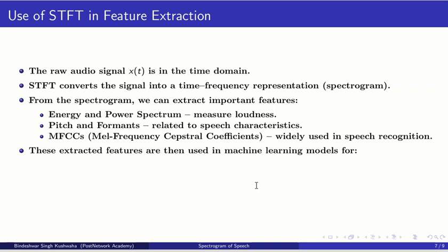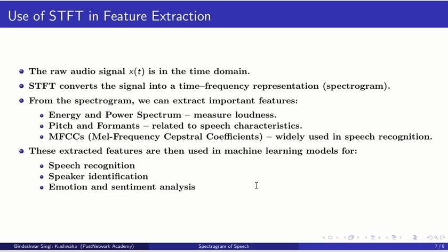And these extracted features are then used in machine learning for speech recognition, speaker identification, emotion, and sentiment analysis. So you have understood how we can use spectrograms in machine learning and deep learning after extracting features. This is why spectrograms power speech recognition, speaker ID, and generative models like text to speech and voice cloning.